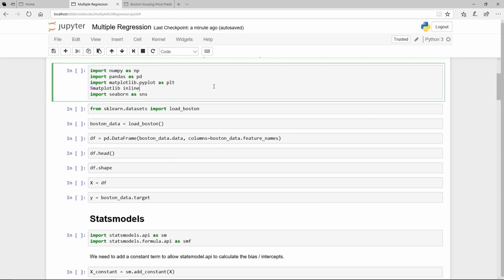A couple of things we want to import are NumPy, pandas, and matplotlib for visualization. I've added a new line here that I haven't explained so far. Rather than plt.show, I'm going to add this, so every time we plot something, it will just get plotted within the Jupyter Notebook itself.